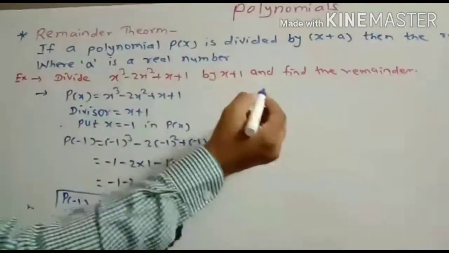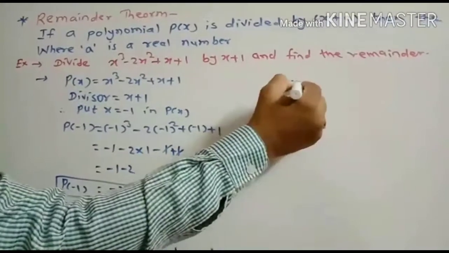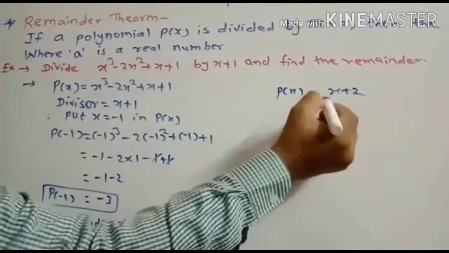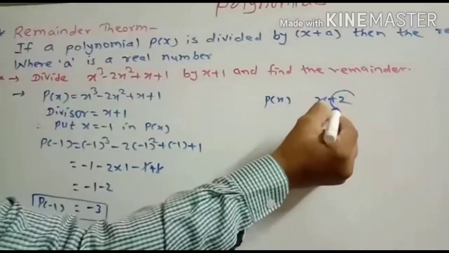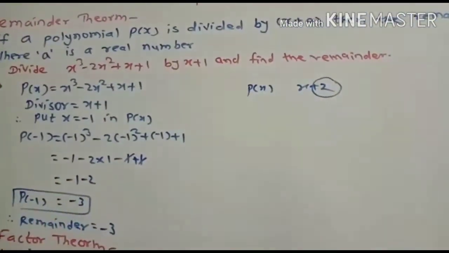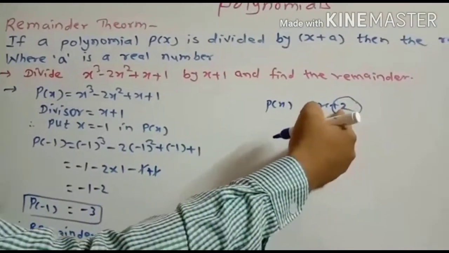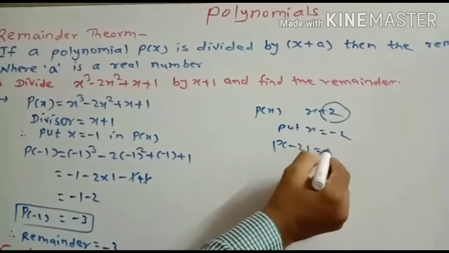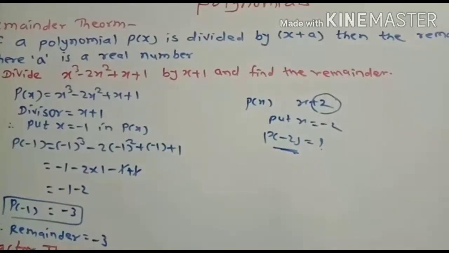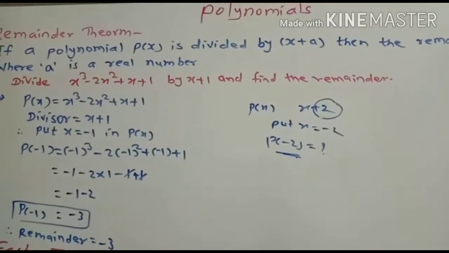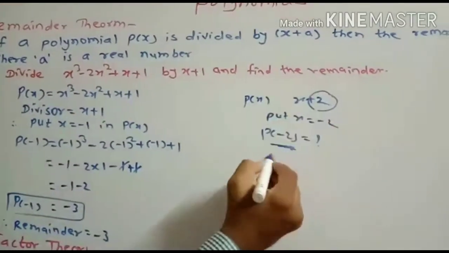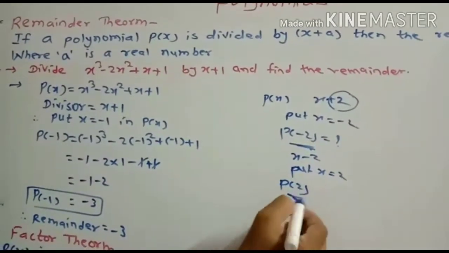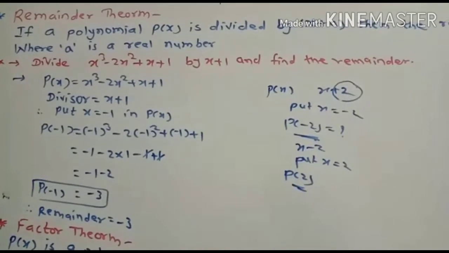Suppose p(x) is given and we have to divide this p(x) by x + 2. Then the remainder is, for finding the value, put x equal to the opposite of the constant term of the divisor. Here +2 is given, therefore put x = -2. Then the value of p(-2) is the remainder of the given polynomial. If it is x - 2, then put x = +2. Then the value of p(2) is the remainder of the given polynomial.